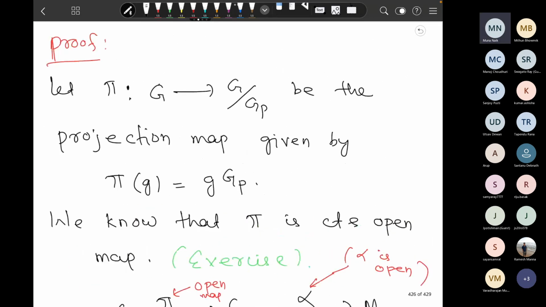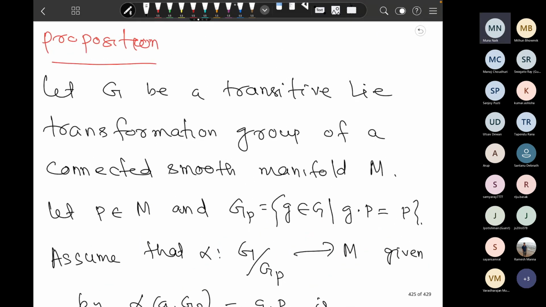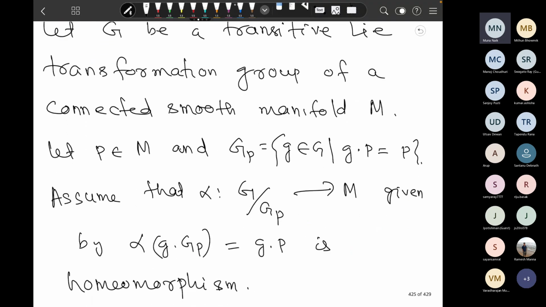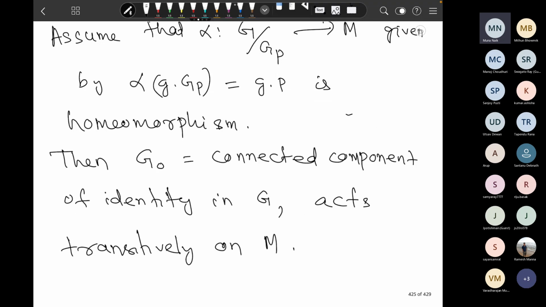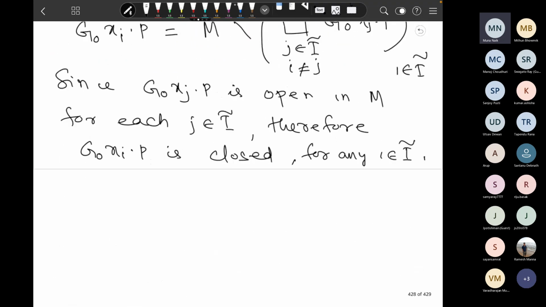Okay, so this is the thing. We want to apply this theorem to the Riemannian symmetric setup, and for a Riemannian symmetric space, the isometry group really acts transitively on M, and everything is satisfied. So this is really the proposition.